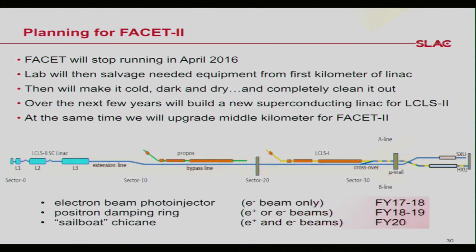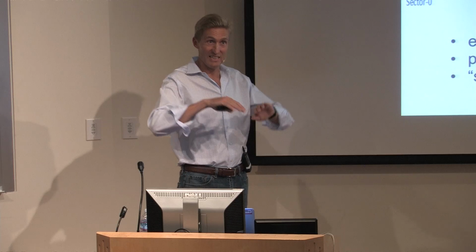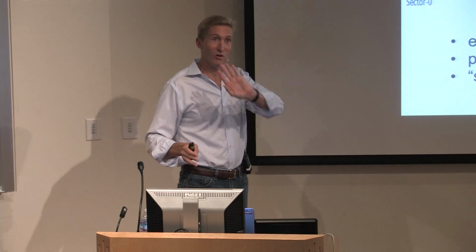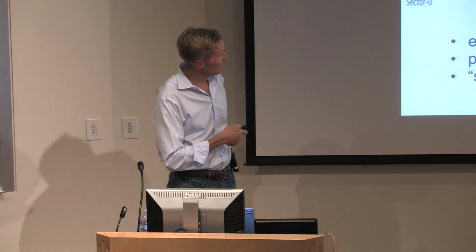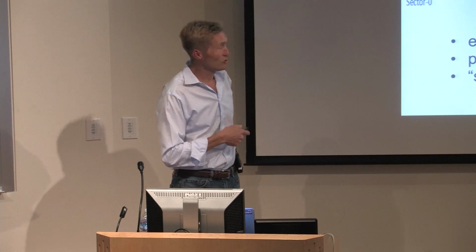So what's going to happen is, after we turn off in April, we're going to go through and take out anything that's useful and can be salvaged out of the first kilometer of the linac. All the accelerating structures, magnets, anything that's useful, we're going to take out of the linac. And then it's going to be put in a state called cold, dark, and dry, so that the contractors can come in, cut up what's left, clear the whole thing out, and they're going to take it down to the walls so that literally the only thing left is probably going to be the light fixtures. So they're going to clean out the first kilometer of the linac and put in this fantastic new superconducting linac.